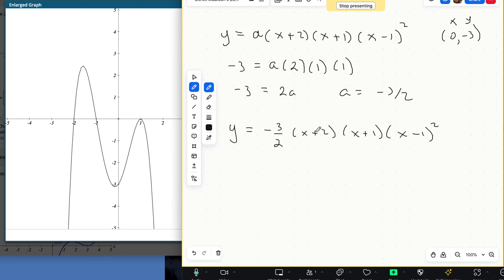It should be a negative, and it should be to the 4th, because it says 1, 2, 3 turning points, so it has to be at least to the 4th. That's pretty much how you do those.